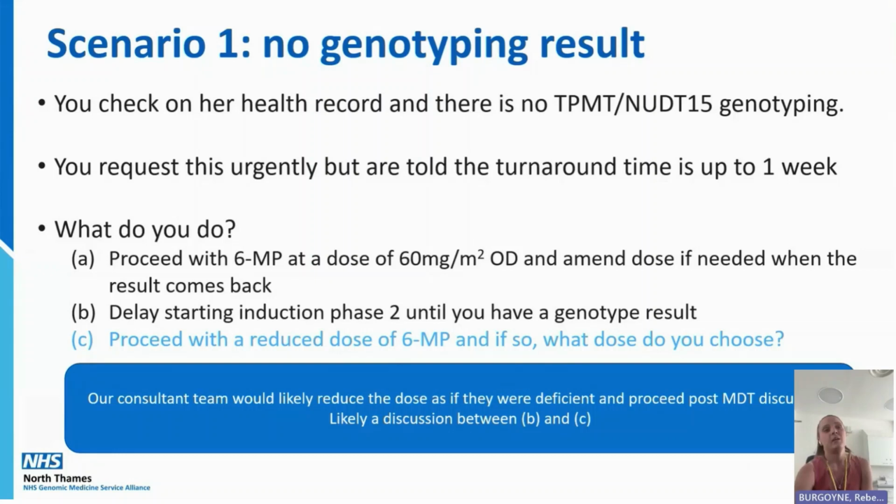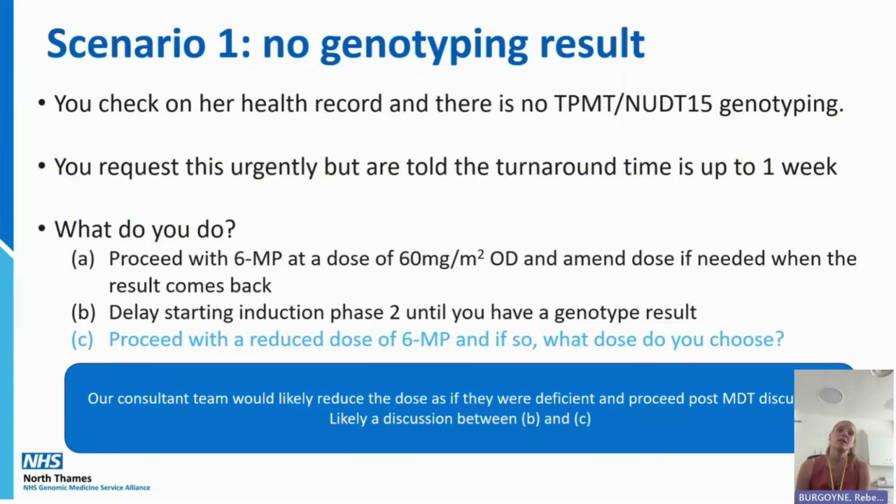So essentially, what the consultant team here would likely do is we would likely reduce the dose as if they were deficient and proceed with the reduced dose post MDT discussion. But essentially, it depends on the patient. So ideally, you would have a genotype result back because that would have been sent at the beginning of treatment. And actually, I think the conversations that need to happen are at the beginning of the treatment to check that everything that needs to be sent is sent, so that you have the results back to inform your decisions later on. But it would likely be a discussion between B and C.